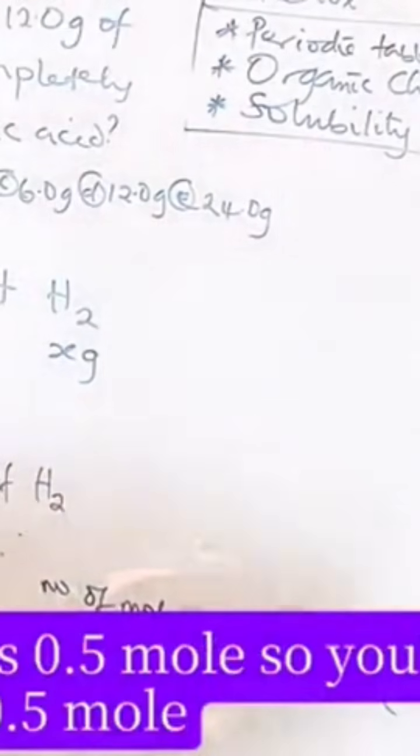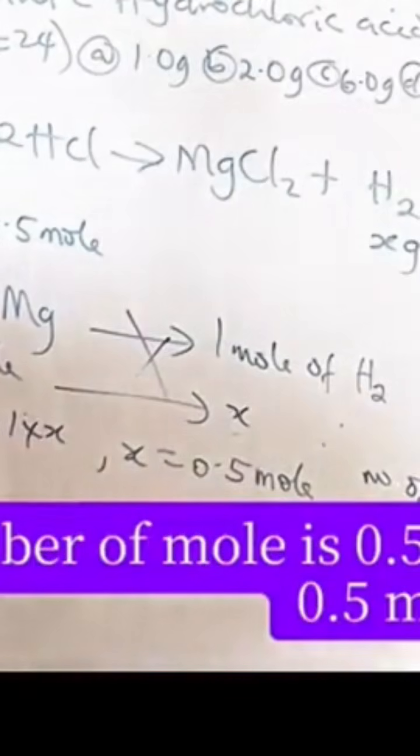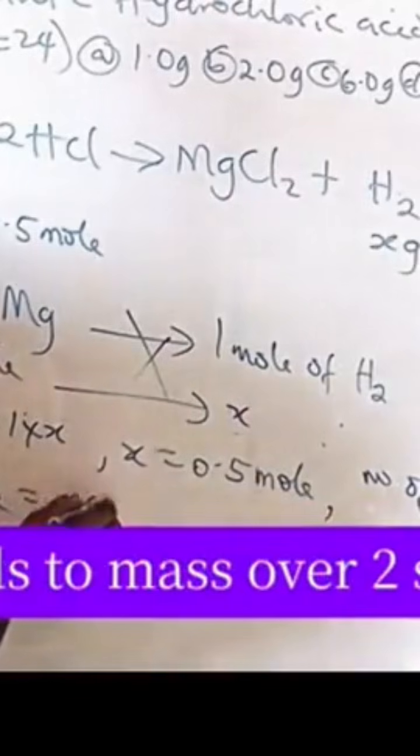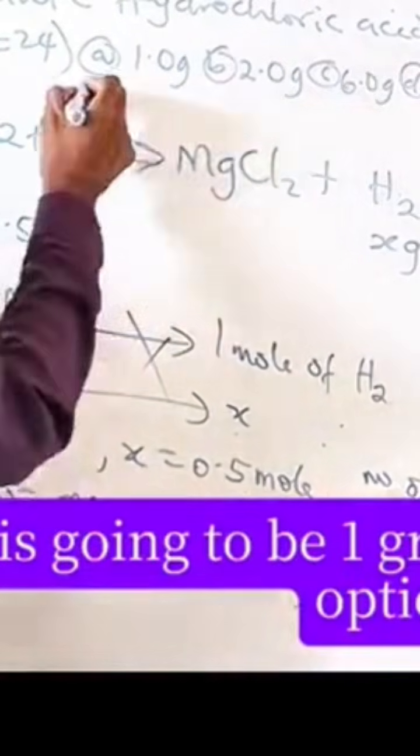All right, and the number of mole is 0.5 mole. So you're going to say 0.5 mole equals mass over 2. So you cross multiply, 0.5 times 2, the mass is going to be 1 gram. Do we have that in the options? 1.0 grams.